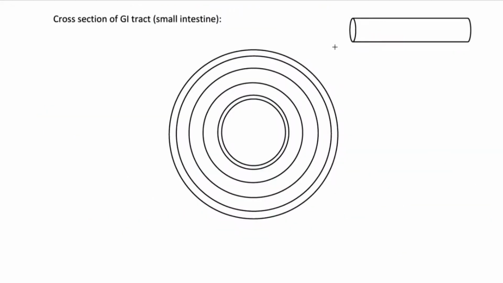Now that we've seen that overview, let's do a cross-section of the GI tract and see what that looks like. So here we're looking at the small intestine specifically, and there's going to be differences in different parts of the GI tract, but the same basic plan exists throughout. So what we're doing here is we are cutting like that, and we are looking at this end on. So in the middle, we said that the hollow middle of a hollow organ is called the lumen.